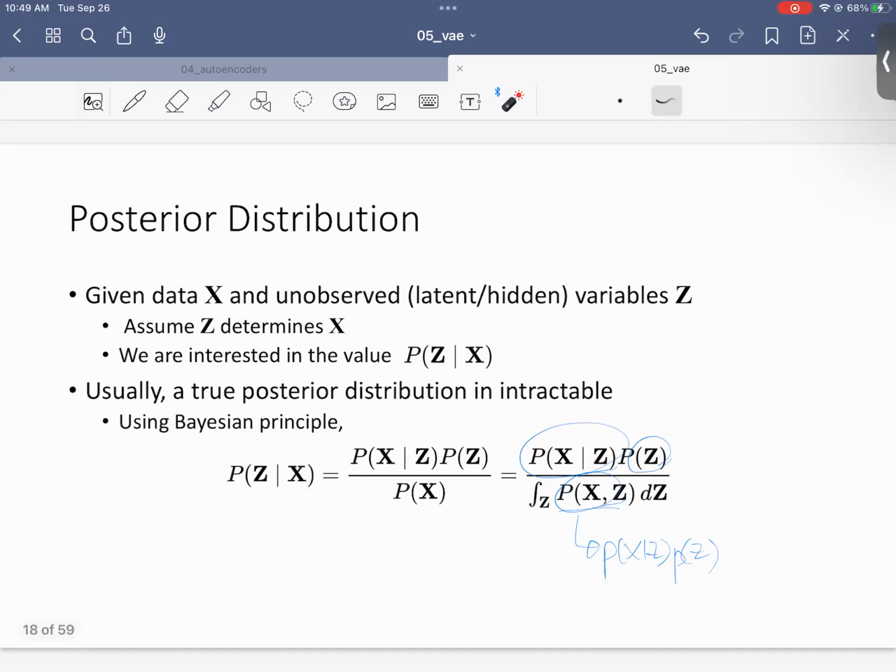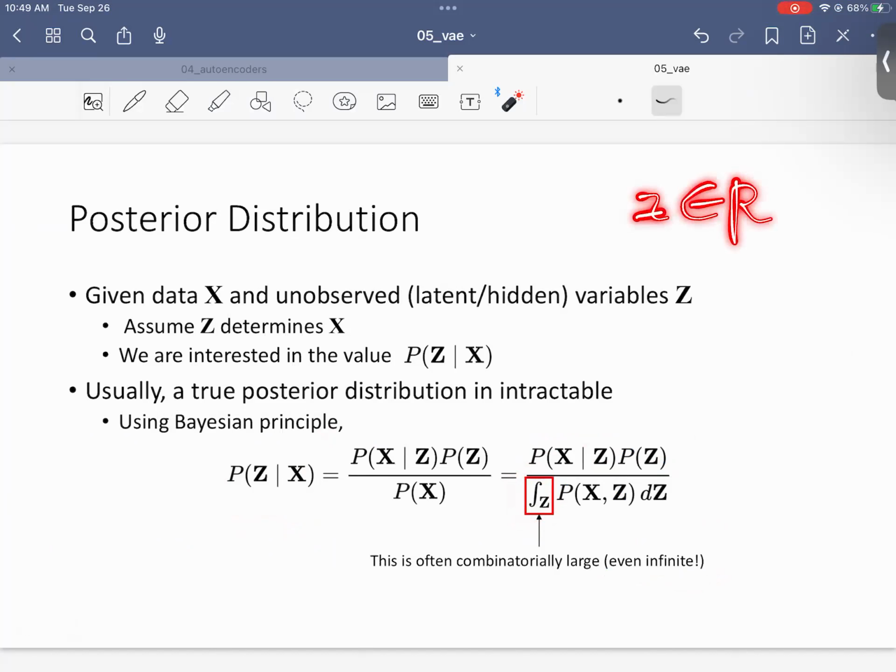But the problem is that this is usually intractable, because if, for example, Z is a continuous variable, like in our autoencoder, where Z was a 4-dimensional continuous variable, there's an infinite number of possibilities, and there's no way you can, in a reasonable amount of time, search through the entire space, the dZ. So it's intractable.